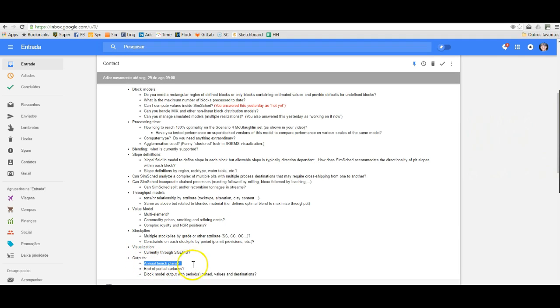Outputs, annual bench plans. No bench plans, because we're not scheduling benches. SimSched is a direct block scheduler, so we work block by block. We put blocks together to make reasonable solutions, so we don't have a list of benches. And actually, SimSched doesn't deliver solutions like, oh, this bench is going to be mined 40% this year and 60% the other year, and this means 40% of each block in that bench and 60% of each block. And we know this is not real.